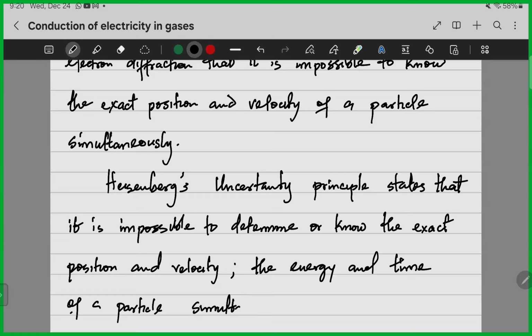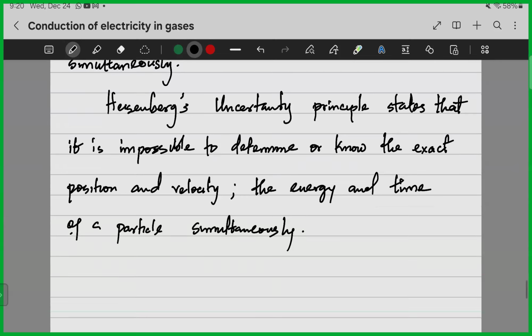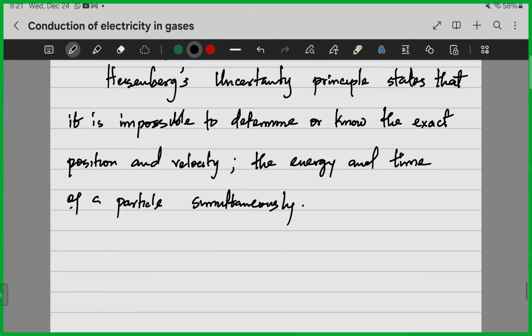So you can't know position and velocity, that pair, or energy and time simultaneously. So this is how it is. State it like this most of the time. Change the position.